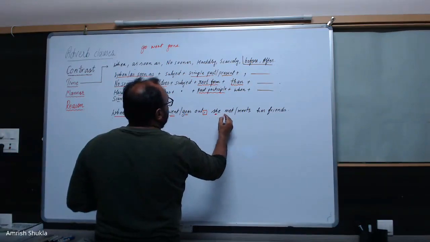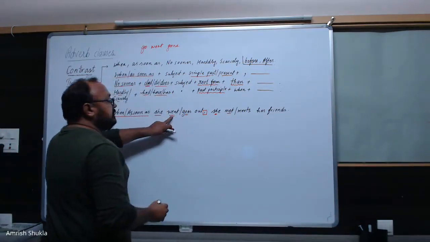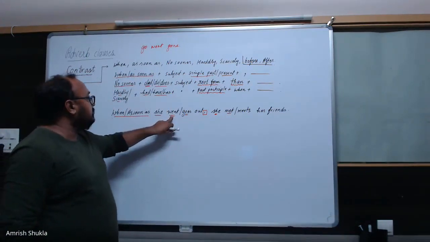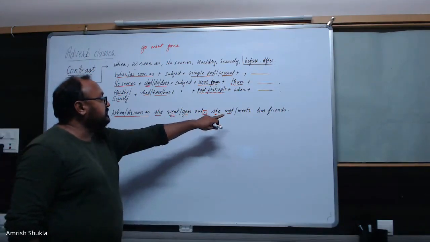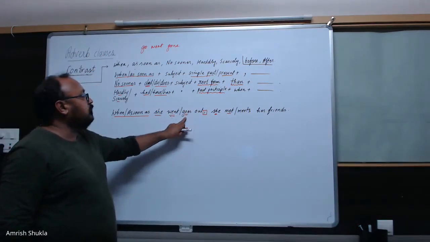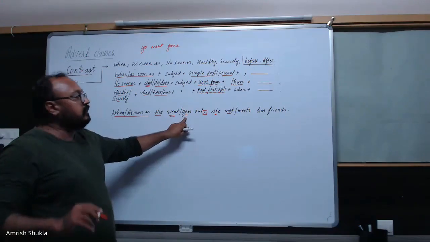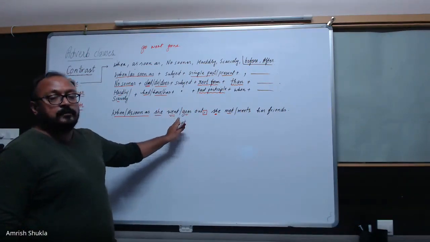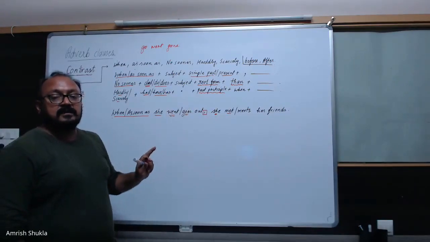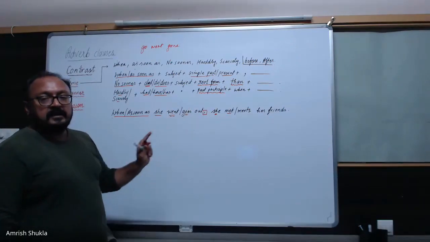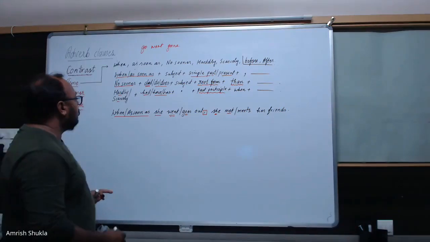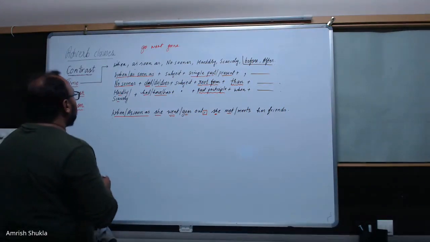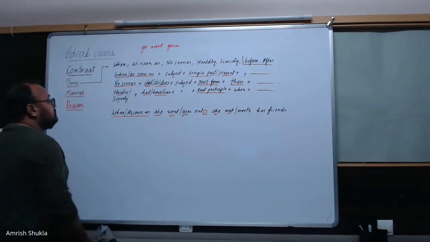Then the subject here, met. If it is past tense, you have to write met. And if it is present tense, meets, then you have to write goes. So that is what you have to keep in mind. They should be in relation with each other. One cannot be in past tense and the other in the present tense. Here the tenses have to be the same. That's about when, as soon as, and hardly scarcely.